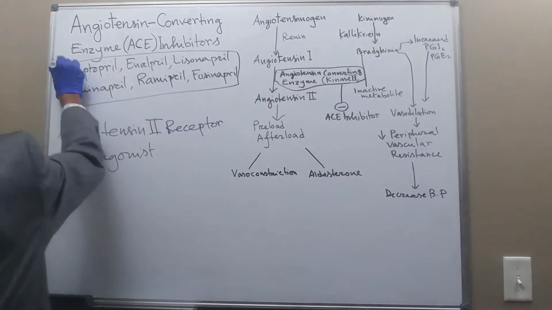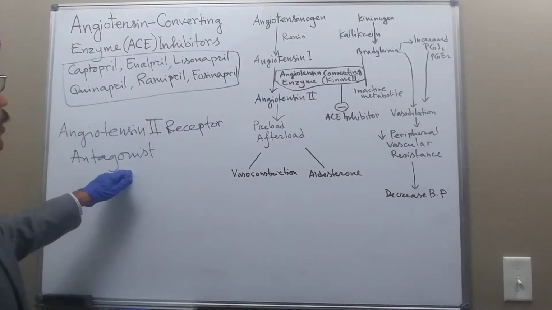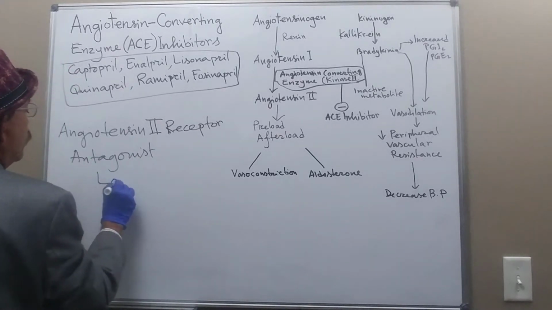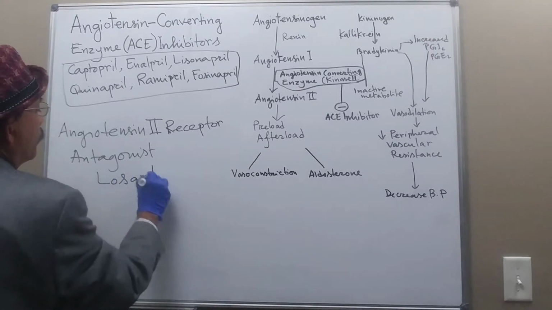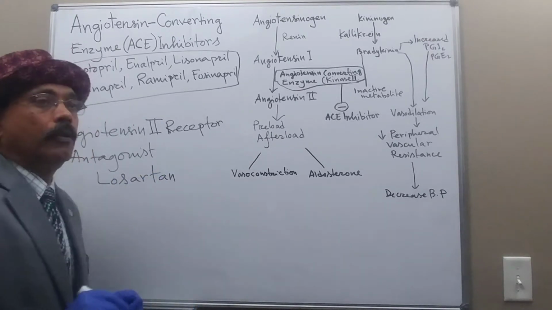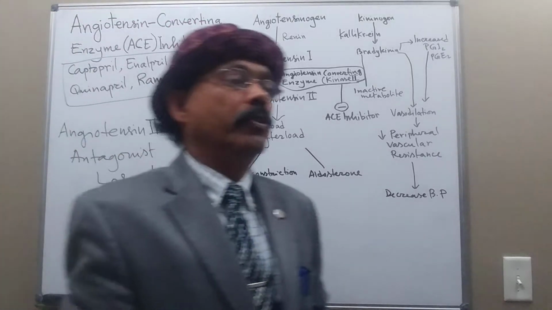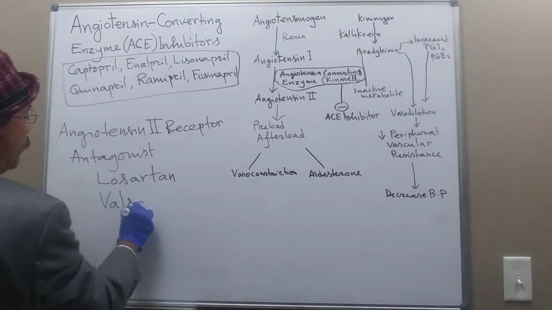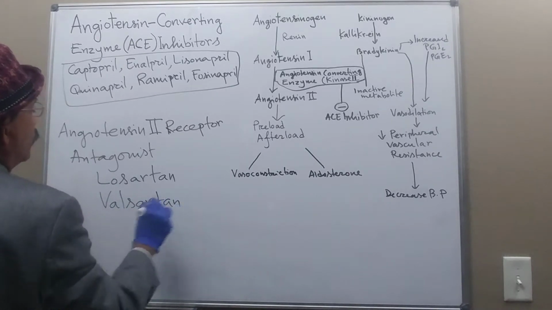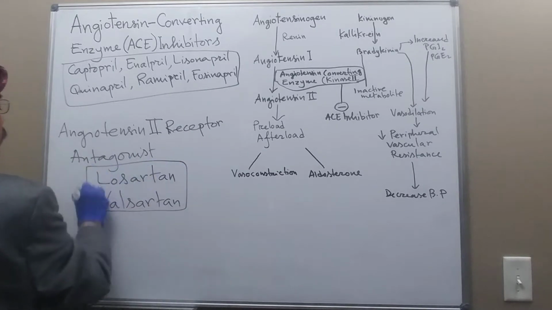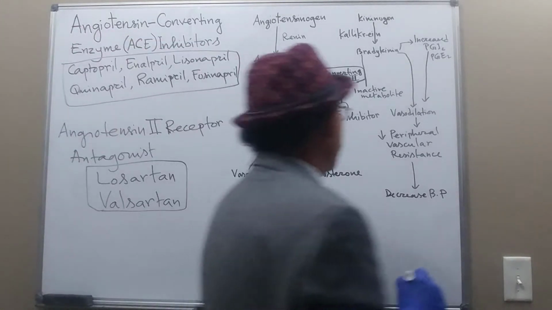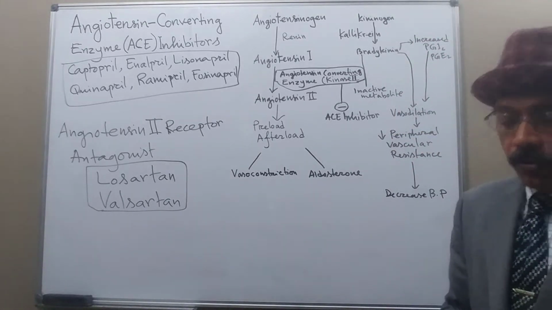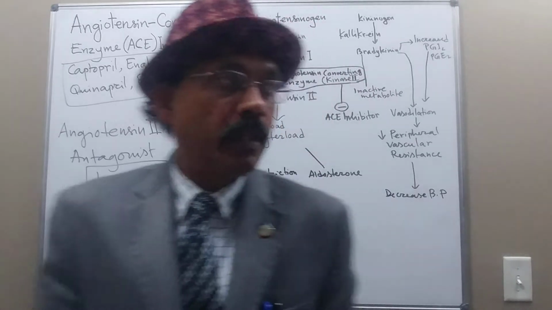We also have the angiotensin receptor antagonists, which are commonly used. This is losartan. Another one is valsartan. These two are the angiotensin 2 receptor antagonists. Okay, we got them.